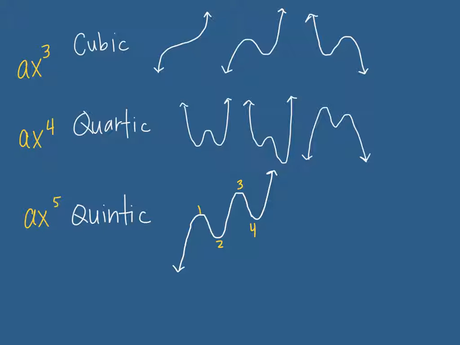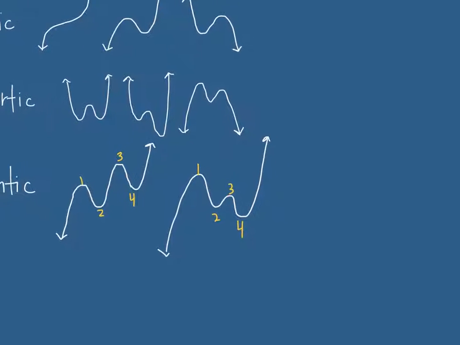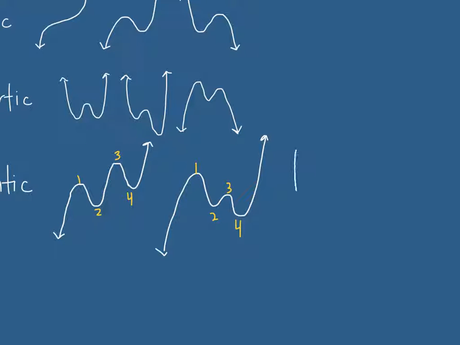Again, same thing. The first turn doesn't have to be the lowest turn. It could be like this. That would also count as a quintic, and it has 4 turns: 1, 2, 3, 4. Or it could be reflected upside down. It could go turn 1, turn 2, turn 3, turn 4, and go that way.